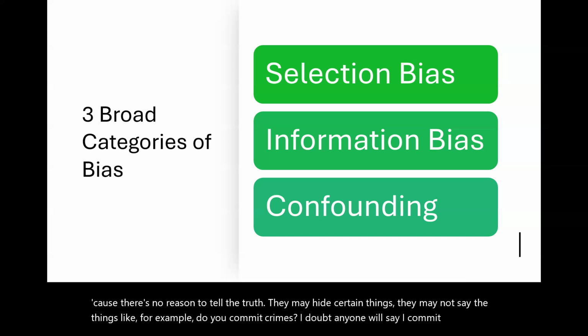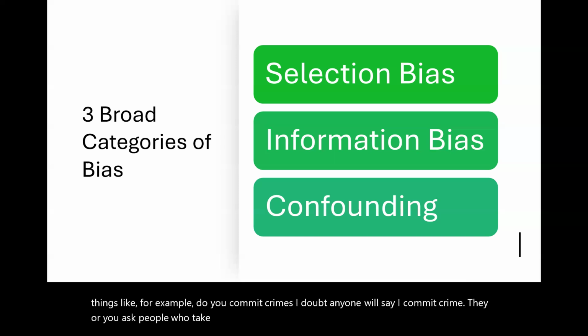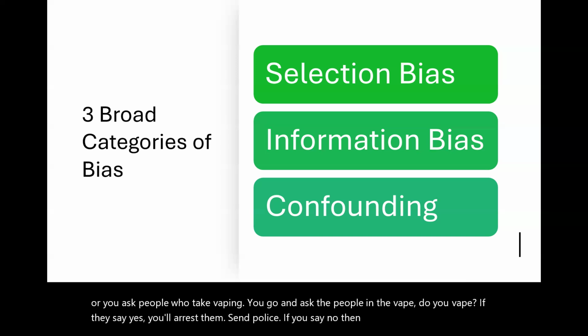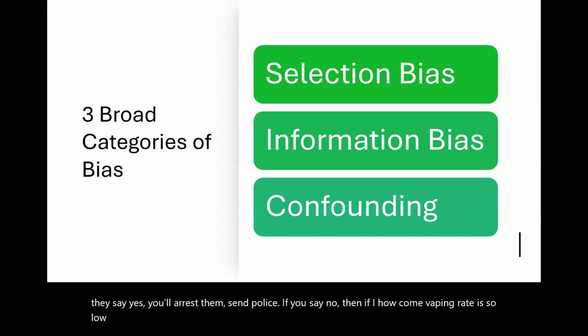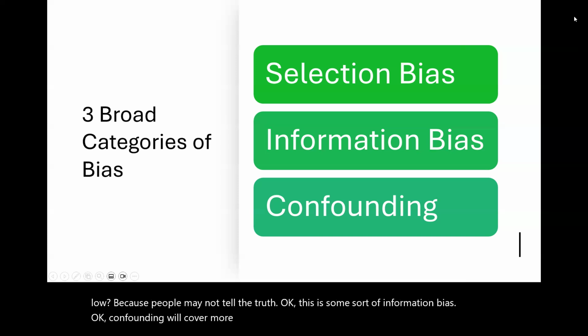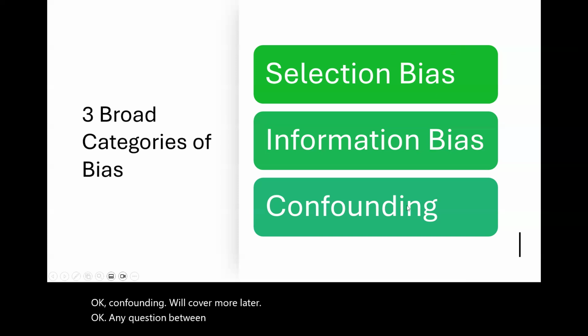Or you ask people who take vaping. You go and ask the people, do you vape? If they say yes, you arrest them, send to police. If they say no, then you find, how come the vaping rate is so low? Because people may not tell the truth. This is some sort of information bias. Confounding we'll cover more later. Any questions on selection bias, information bias, and confounding?